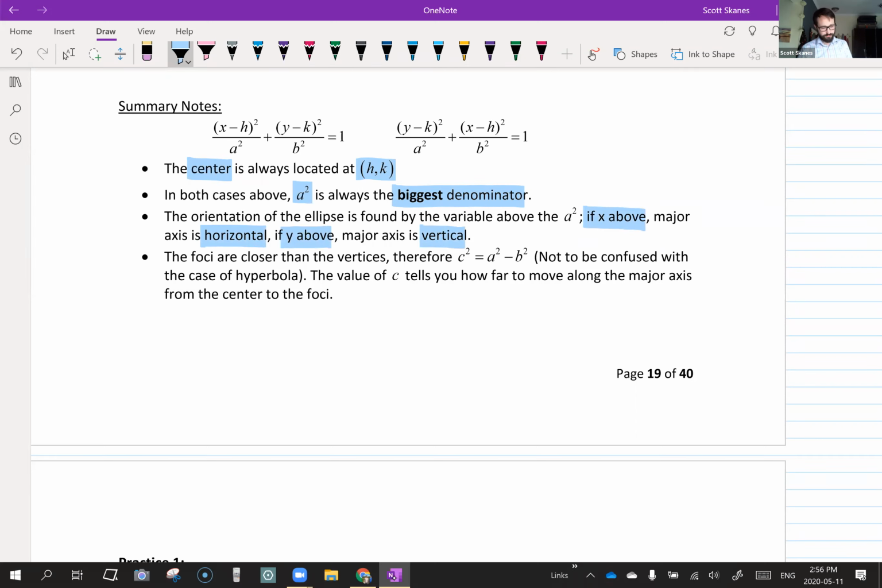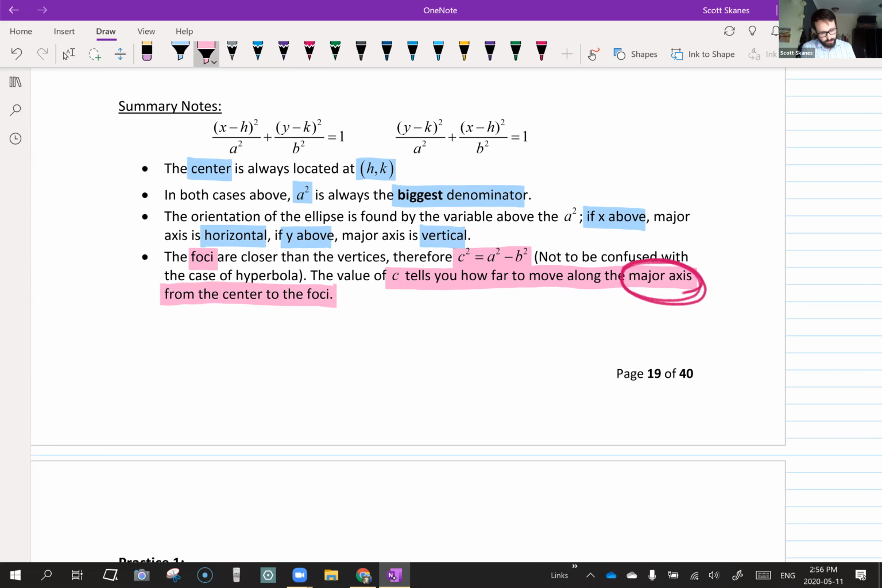And finally, the foci. I don't need to read the rest. The foci, you find based on this. The value of c tells you how far to move along the major axis. So when Ahmed asked me that question, this is why. The foci are only found for the major axis, not the minor axis, and it's from the center to the foci.